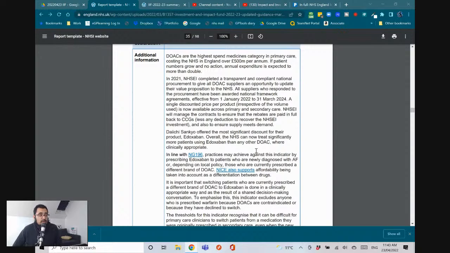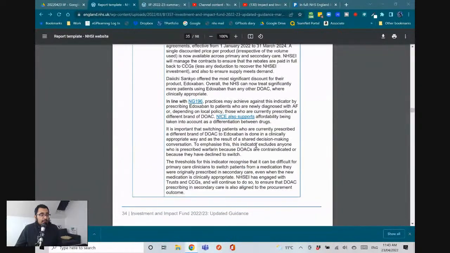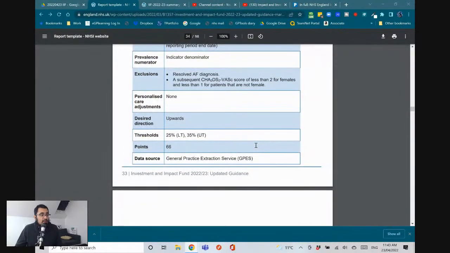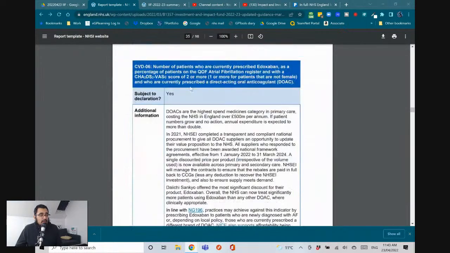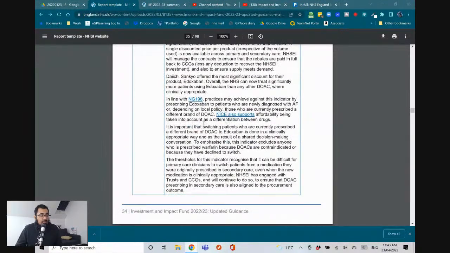It does talk about if patients are stable on their existing ones and don't want to change them, there are exclusions potentially to be considered at that point. However, it doesn't include this in the exclusions here as a criteria, which is slightly frustrating. So this is the section. It is important that, let me highlight it for you.